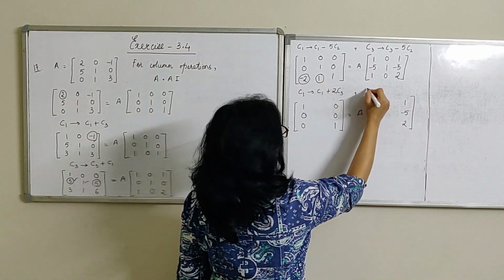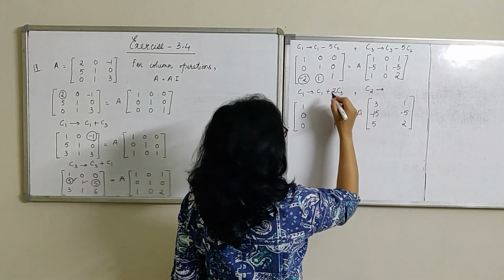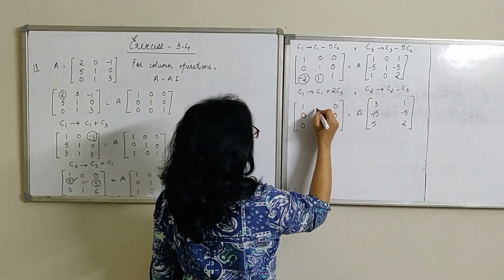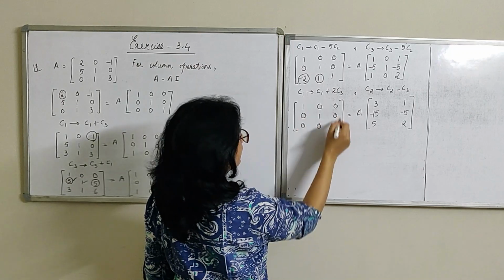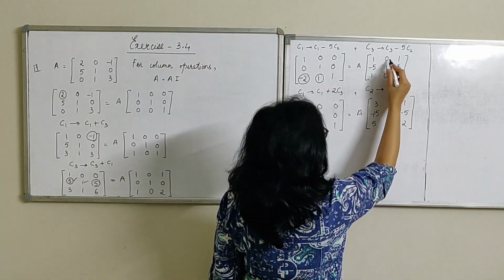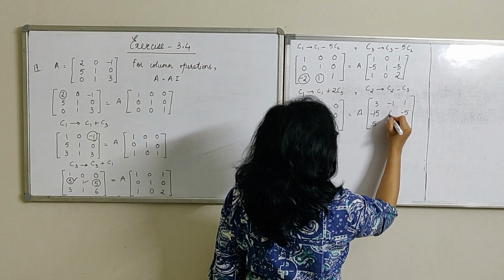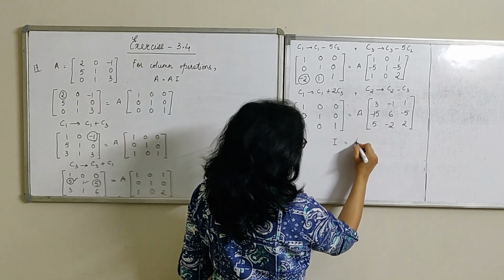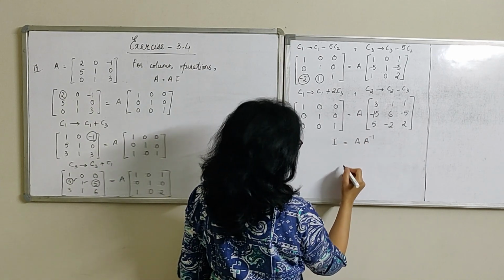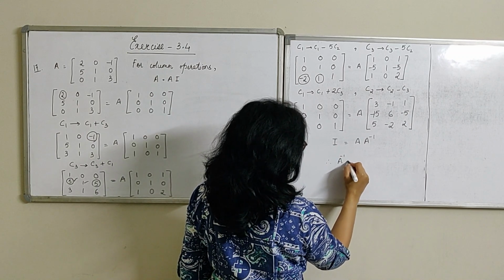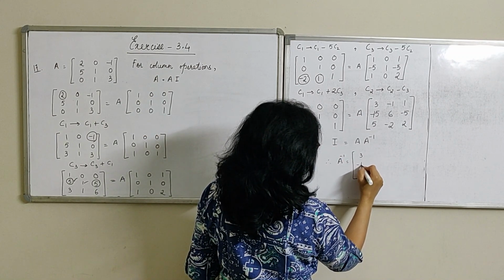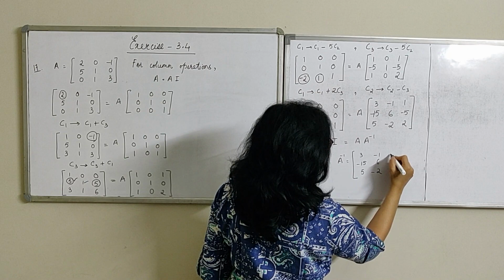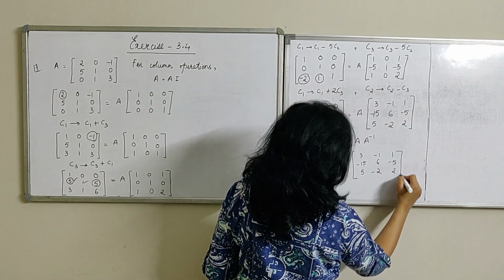Since this element also has to be converted to 0, performing an operation in the second column as second column minus third column. So this minus this 0, 1, 0. Identity matrix obtained here. Performing the operation here, minus 1 is 6, minus 2. And now we can compare. I is A into A inverse. So comparing, we get inverse of the matrix is a matrix with this as the first column, second column, and the third column.